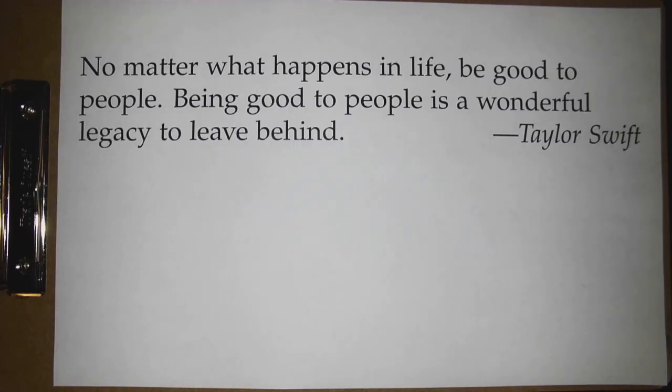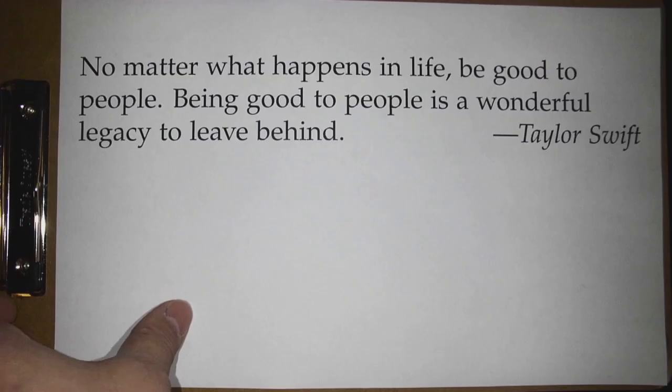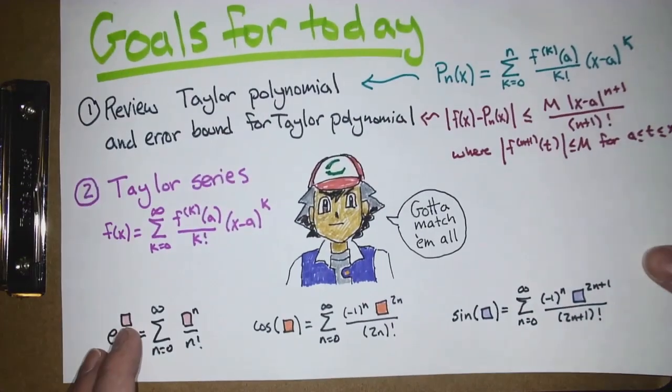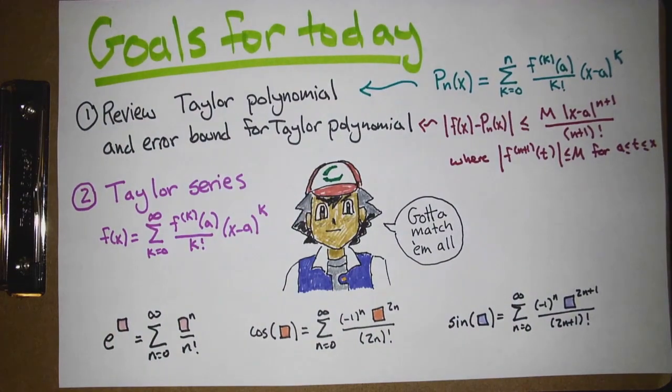All right, so what's our goal for today? Well, we're finishing up our Taylor polynomials. And so we're going to do a quick review of what Taylor polynomials are. So we have our basic formula for Taylor polynomials. And we have our error bound. Now that's stuff we talked about last time.